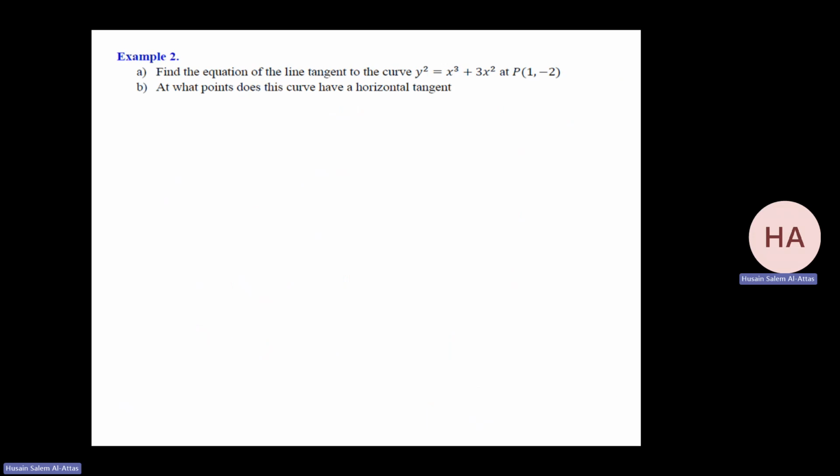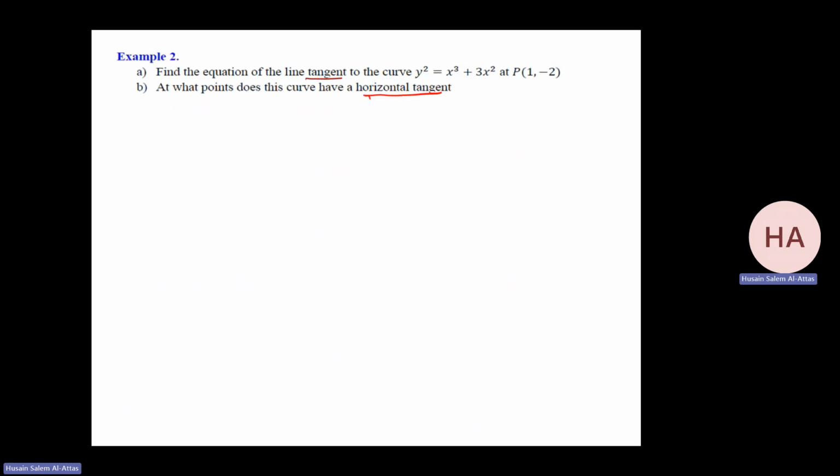Calculation, nothing to worry. Find the equation of the line tangent to this curve, and then when I have a horizontal tangent. So I need to find the equation of the tangent line, which means I need to find the derivative. I have the point. Here, differentiate with respect to x. Do it carefully. I have 2y y prime equals 3x squared plus 6x. So I have y prime, 3x squared plus 6x.